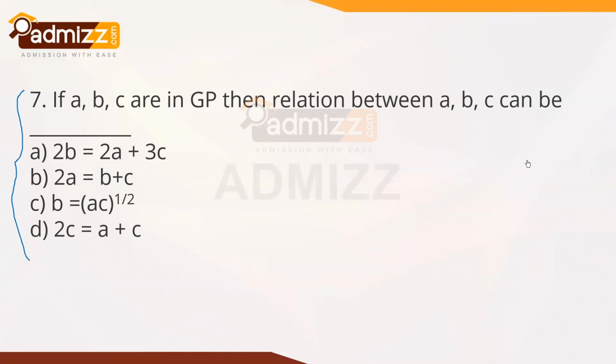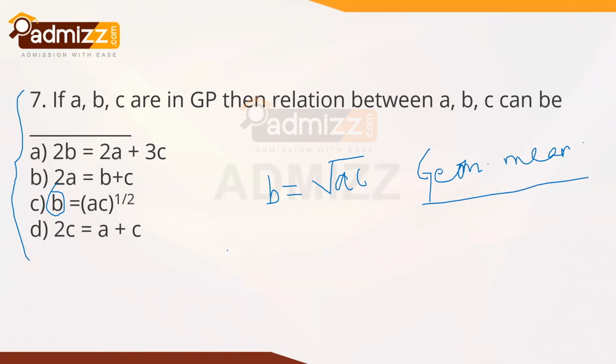Yep, the correct answer is option number C, right? Which is b equals root under ac. This is a standard formula for geometric mean, right? So keep this formula in mind as well. If you are given three consecutive numbers in geometric progression, then the middle number is root under ac, right? And this is called GM, or geometric mean. So keep this formula in mind.